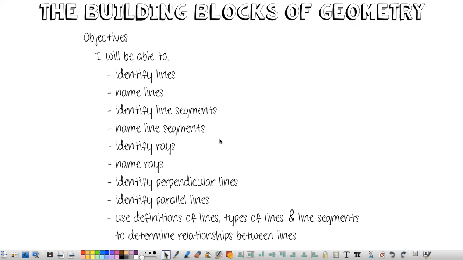Welcome to this lesson on the building blocks of geometry. Today we're going to talk about how to identify lines and name them, identifying line segments and naming them, how to identify rays and how to name them. And then in part 2 we're going to talk about identifying perpendicular lines, parallel lines, and using the definitions of lines and types of lines and line segments to determine relationships between different lines.